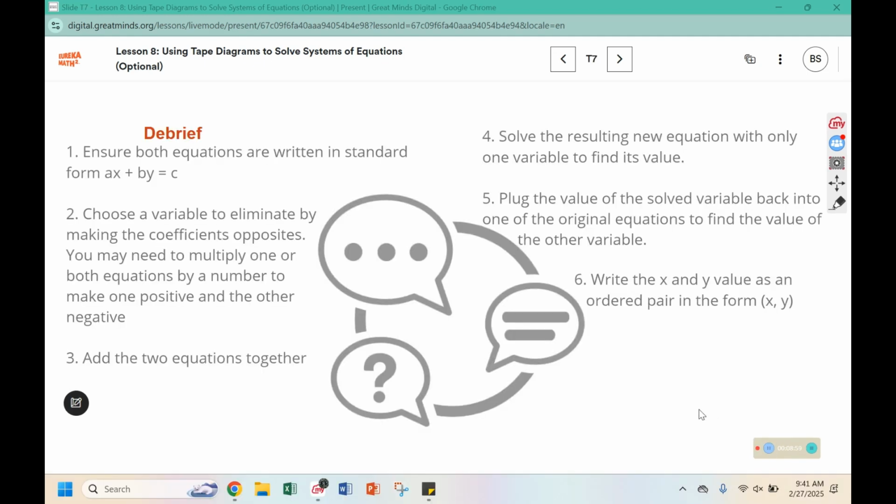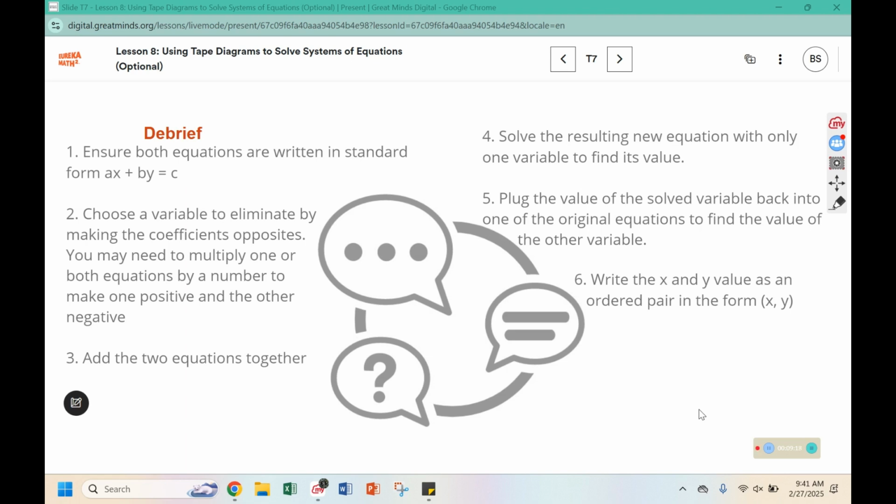I'm going to recommend that you get out a piece of paper or your composition book where you take notes. So we're going to start by ensuring that both equations are written in standard form, where the x and y variables are both on the left side or both together. Then we're going to choose a variable to eliminate by making the coefficients opposites. So in our problem, we made it 3 and negative 3.